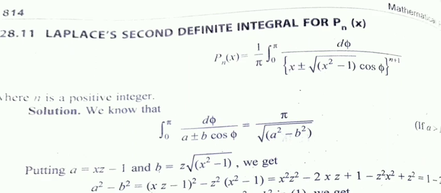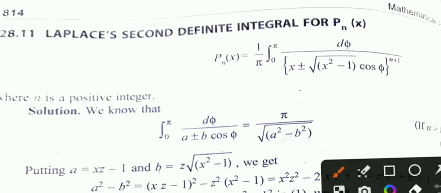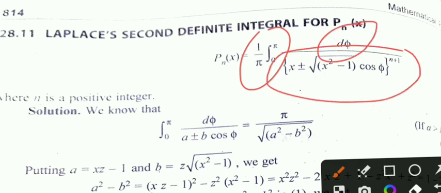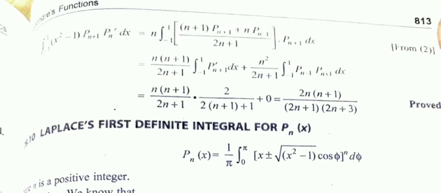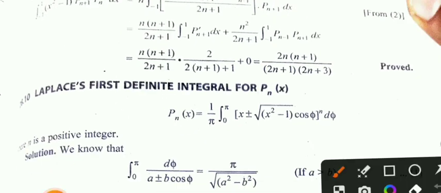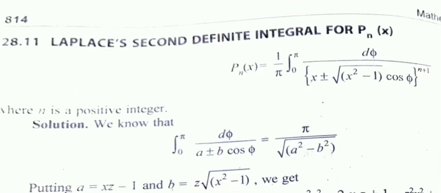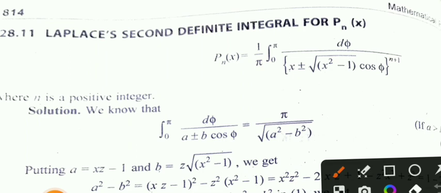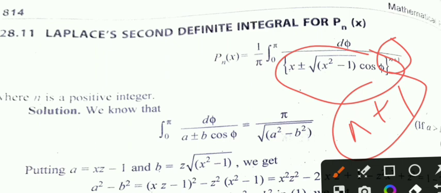Next is the Laplace second definite integral for pn of x, which is very simple: 1 by pi integration from 0 to pi d phi, but the change is in this function: x plus or minus square root of x square minus 1 cos phi, to the power n plus 1. In the first equation this function is in the numerator and the power is only n, but here the situation is opposite: this function is in the denominator and the power is n plus 1. I hope you can easily remember these two Laplace equations for definite integrals.